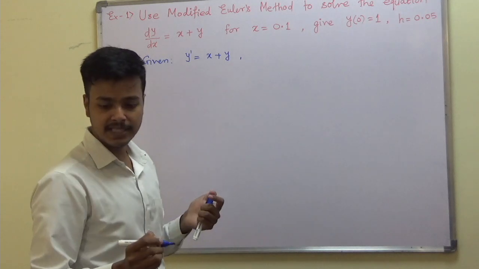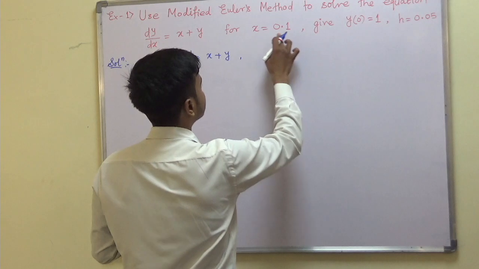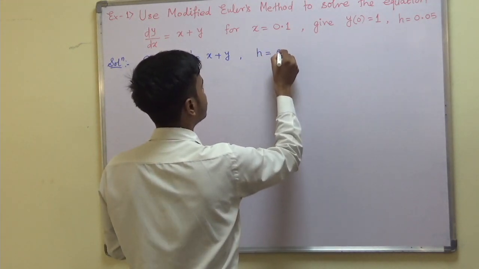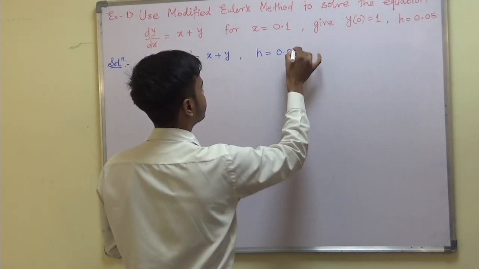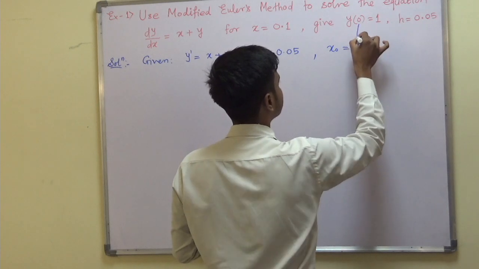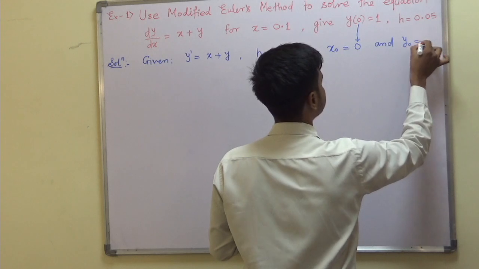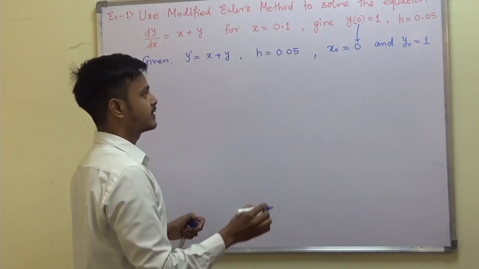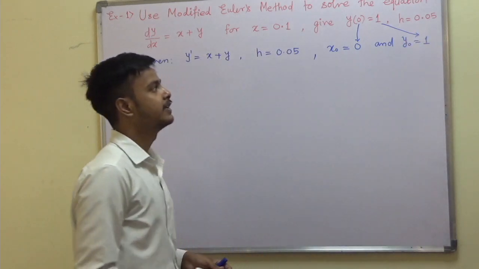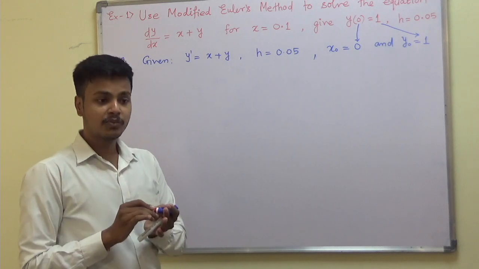What is the step size? Step size h is equal to 0.05. Okay, what is x0? x0 is 0. And what is y0? y0 is 1. Okay, this is the value of y0. So after writing down the given thing, you just have to make a decision.